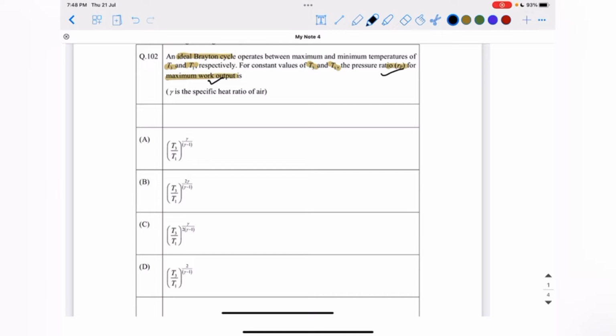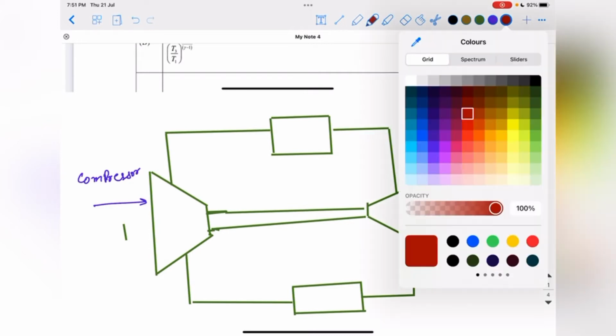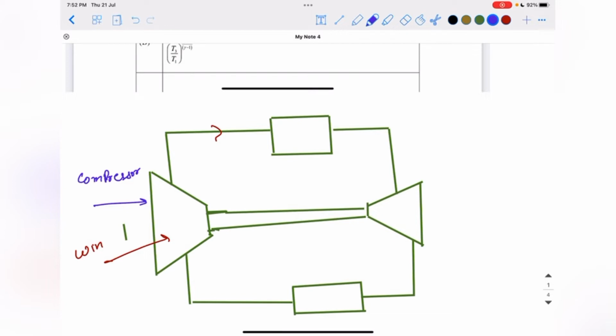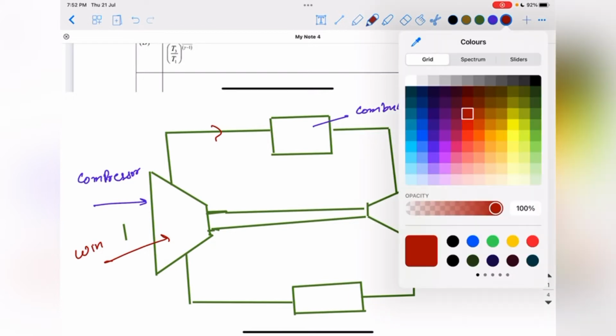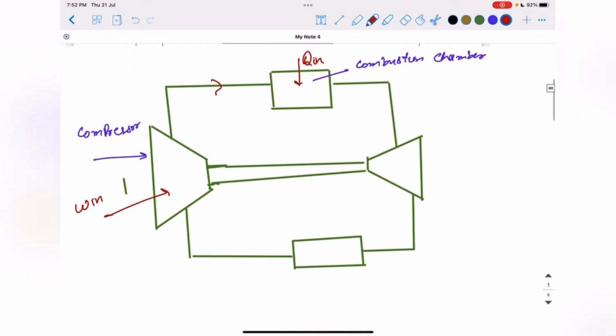So let us understand the concept of Brayton cycle. It consists of a compressor which takes some work input, followed by a combustion chamber in which heat is added. The working fluid is air. So air is taken at state 1, which I can say P1, T1.